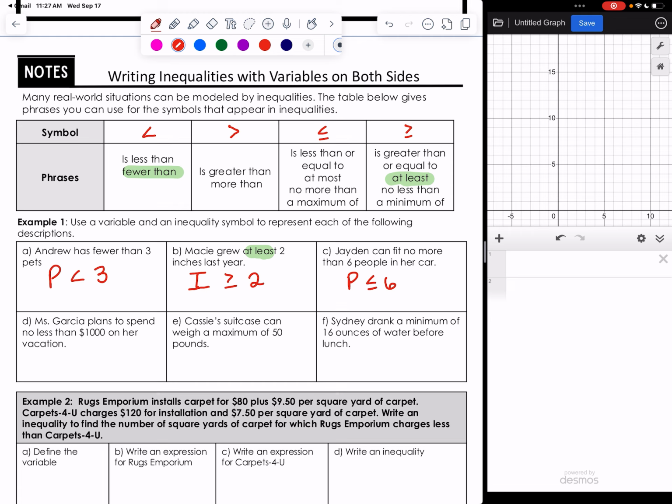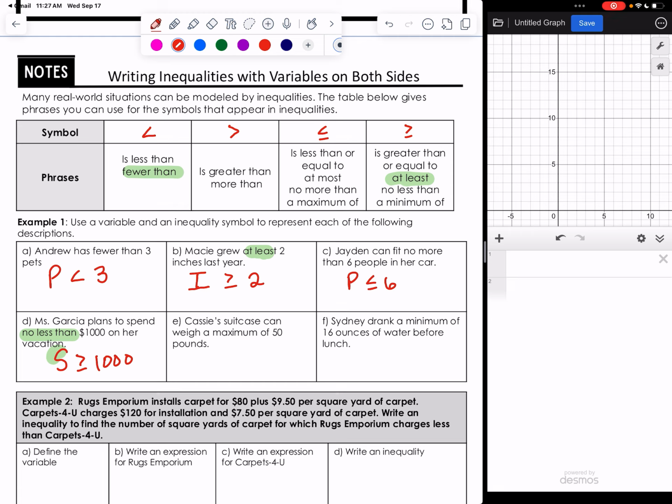D. Miss Garcia plans to spend no less than $1,000 on her vacation. Now, this one is confusing here because of this word no in front of the less than. No less than. So ask yourself, could she spend $900 on her vacation? No. It says no less than. So that means she's going to spend $1,000 or more. So I'm going to put her spending, S, must be greater than or equal to $1,000. She's going to spend more than $1,000, okay?